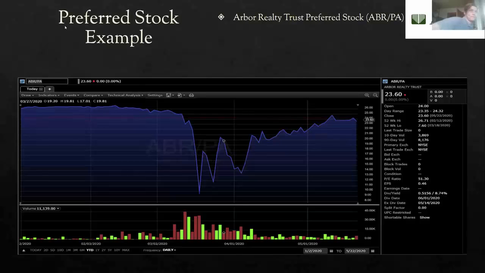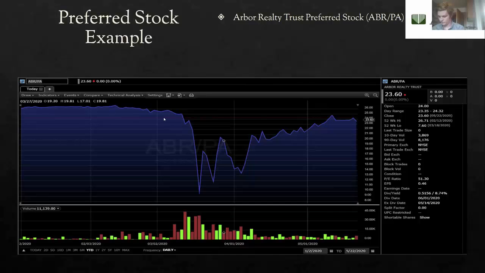Yep. And so for example, a preferred stock is Arbor Realty. This is Arbor Realty Trust preferred stock, and its ticker is ABR/PA. Kind of a strange ticker symbol there, but the P is for the preferred stock, and then A is just the class that we're talking about, the Class A and Class B that we were talking about earlier.